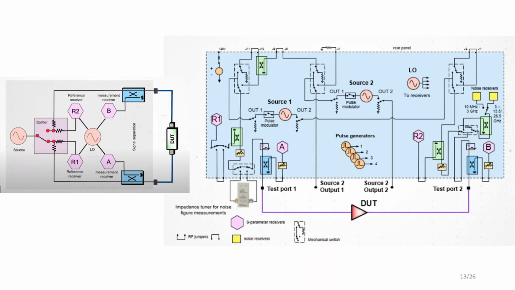So modern VNAs can do more than S parameter measurements, such as noise figure measurements, and thus we see those blocks as well. However, the blocks which have been discussed so far can be spotted within this diagram.